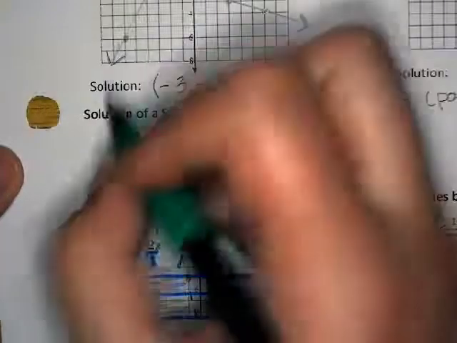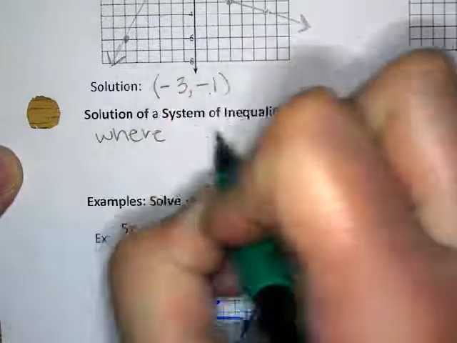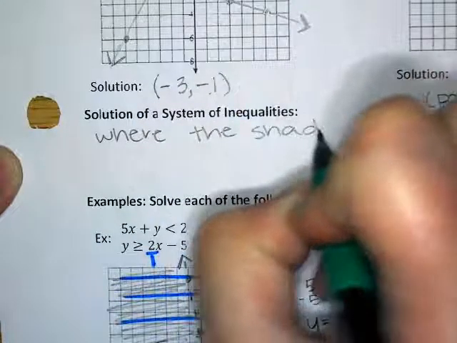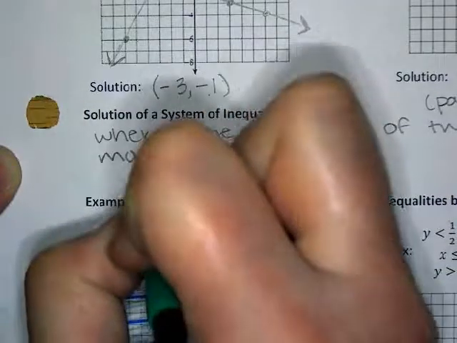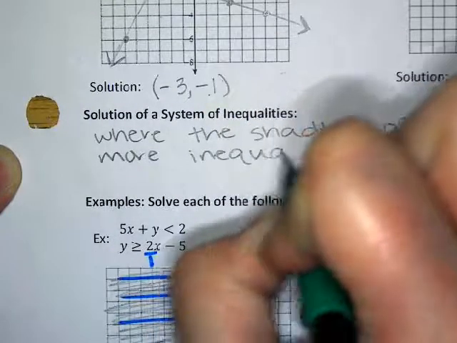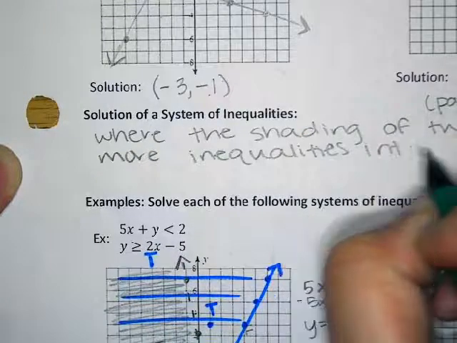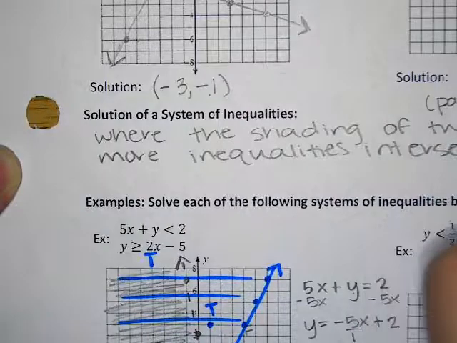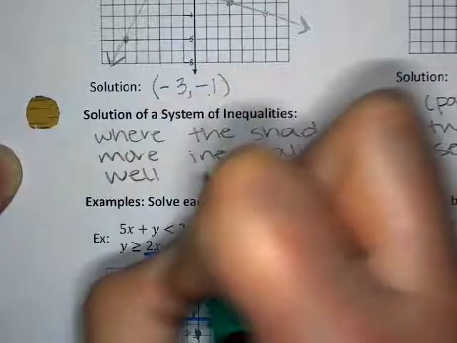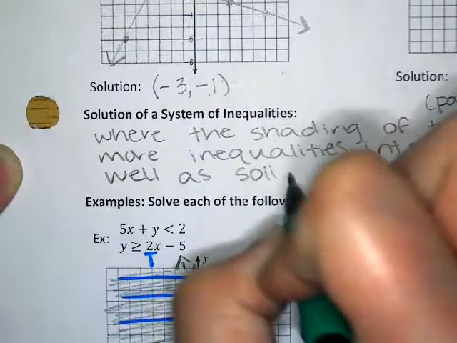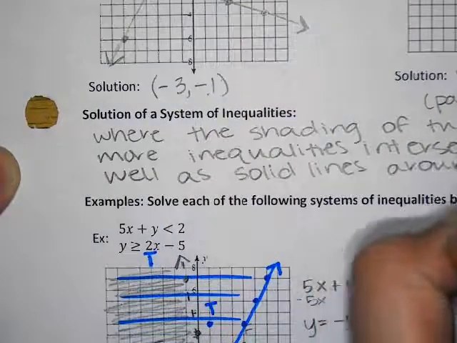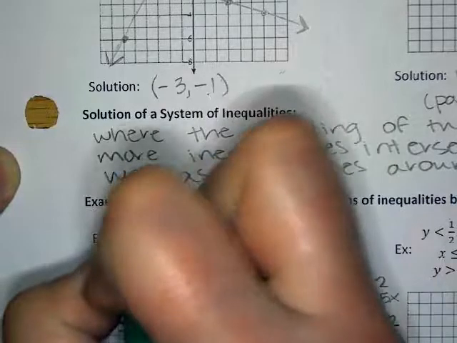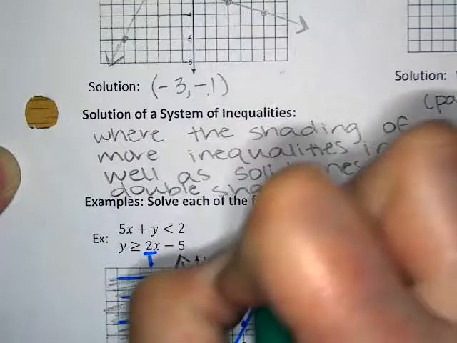So a solution to a system of inequalities is where the shading of two or more inequalities intersects, as well as solid lines around the double shading. I hope that makes sense.